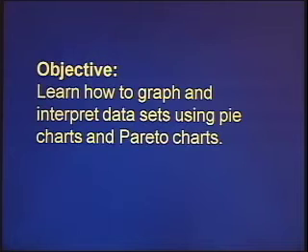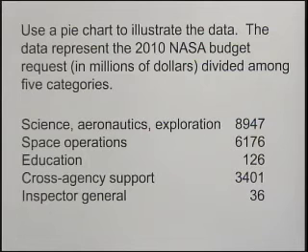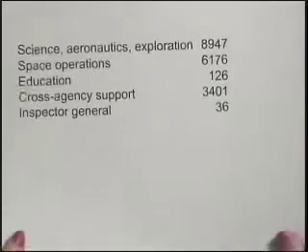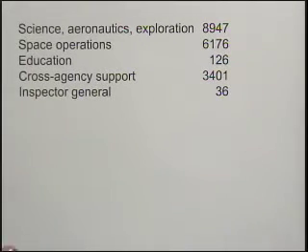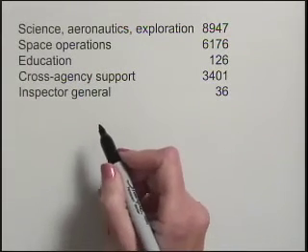Learn how to graph and interpret data sets using pie charts and Pareto charts. Use a pie chart to illustrate the data. The data represent the 2010 NASA budget request in millions of dollars divided among 5 categories. We have science, aeronautics, exploration, space operations, education, cross-agency support, and inspector general, and the values in millions of dollars associated with each. Well, I've transferred that data over to the next screen, and I want to work below it in order to come up with a pie chart.